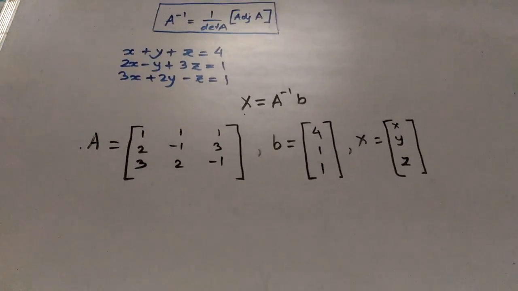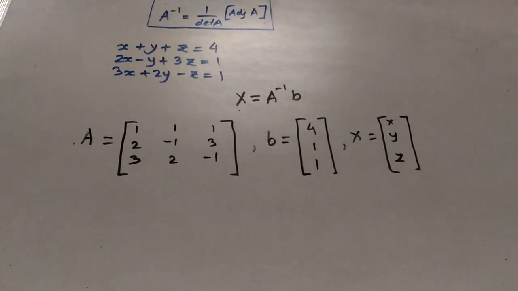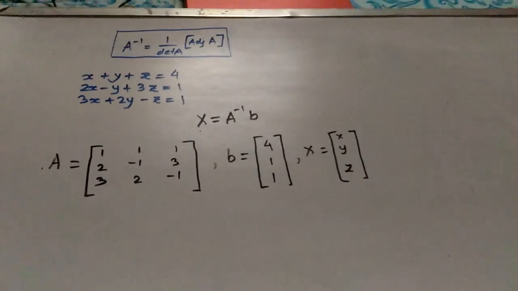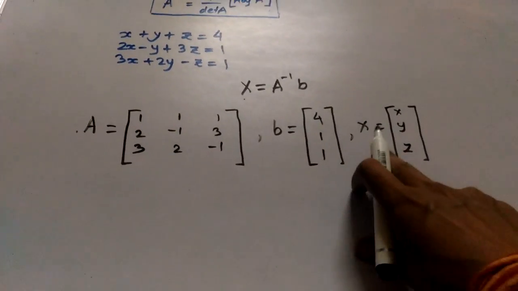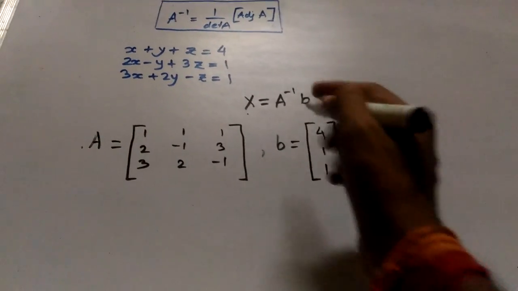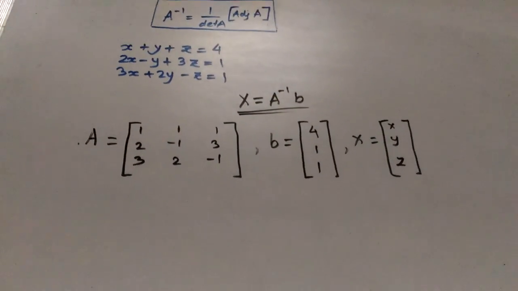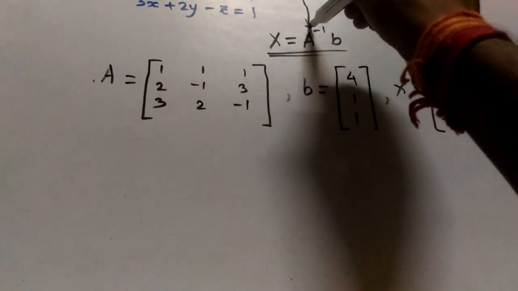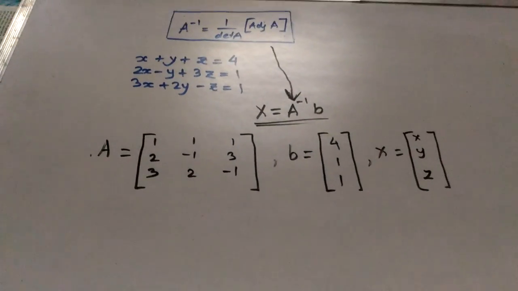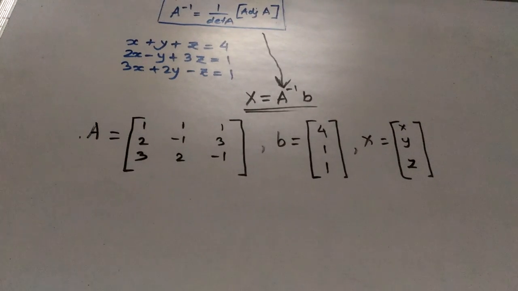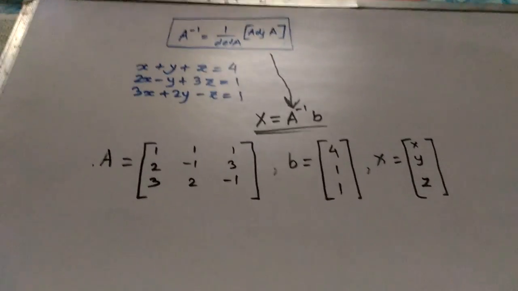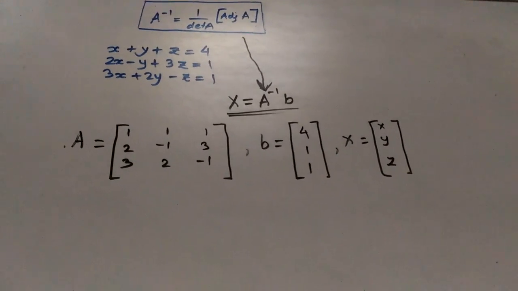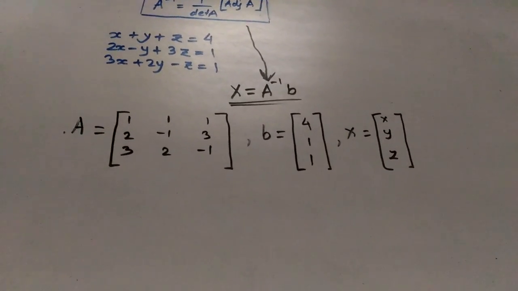So in order to solve the system of linear equations, we need to find the value of this matrix X. We will find this X matrix using this formula, and we will find A inverse using the other formula. So we need to just apply two formulas in order to solve the system of linear equations.